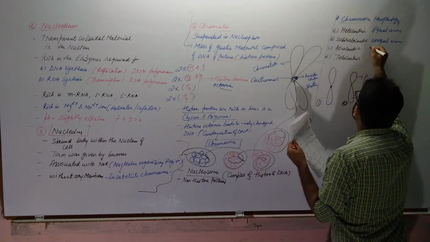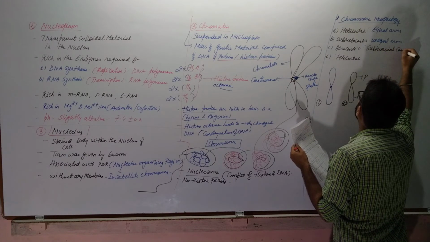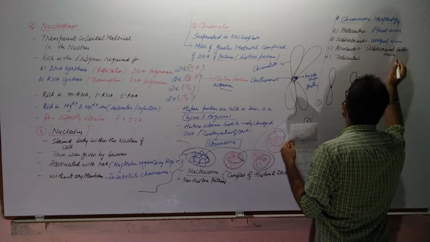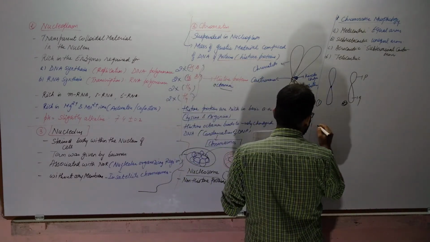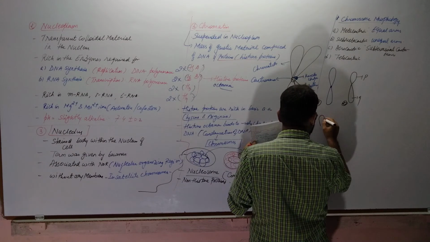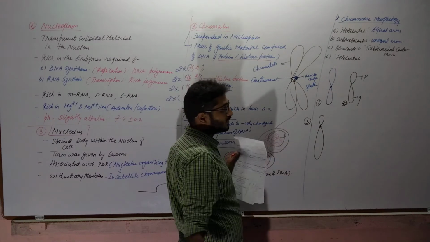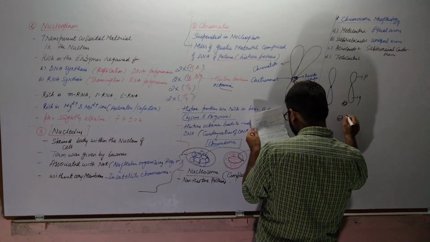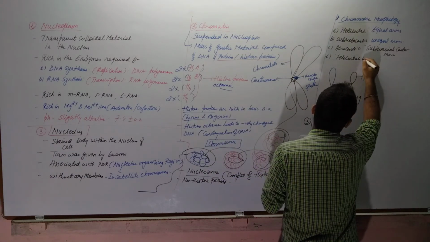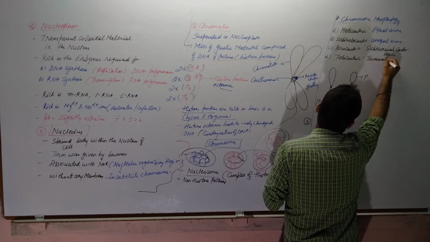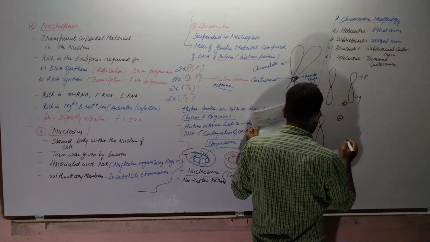That means they have a subterminal centromere. That means the centromere is localized near one end, in such a manner that one arm is very short and the other arm is very, very long. This is the acrocentric. And the telocentric is basically a terminal centromere. This is subterminal, and here it is a terminal centromere with only one arm present.